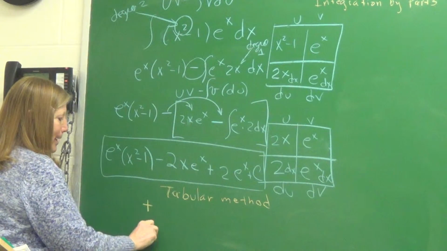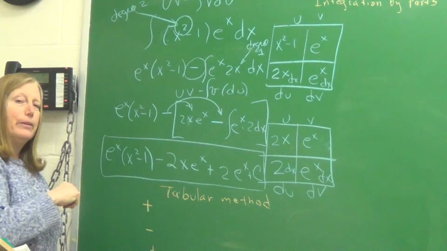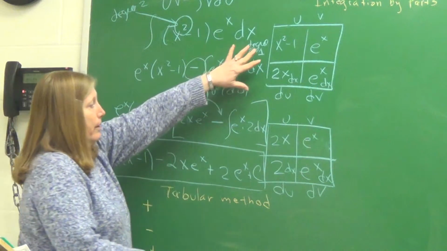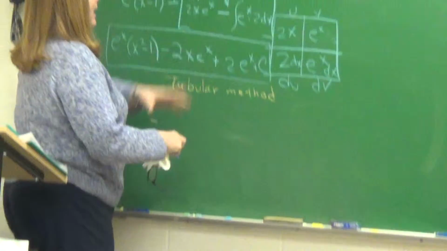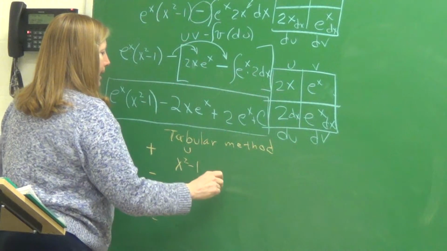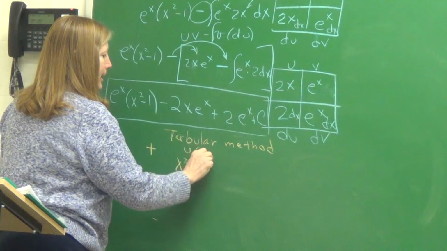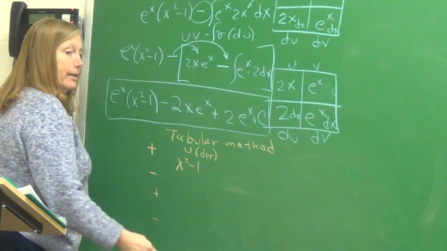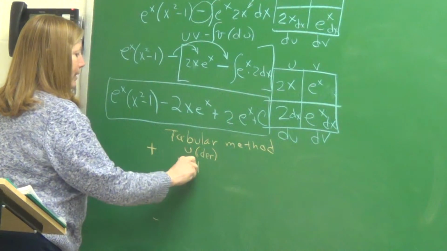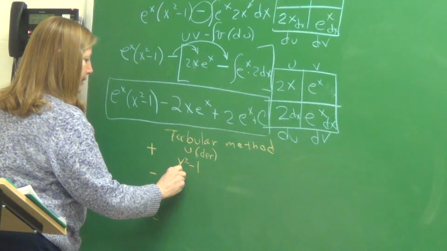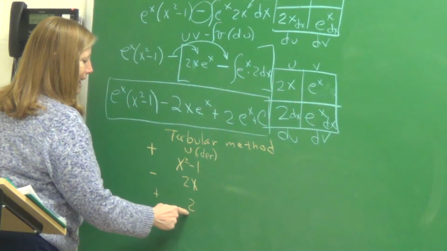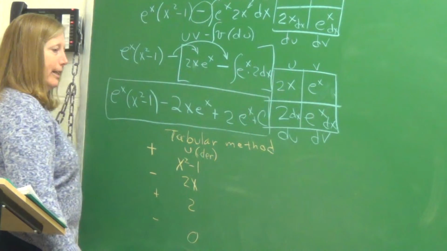You go plus, minus. You always start with a plus. And next to it, you put your u, your selection of u from the original problem. What was our u? x squared minus 1. And underneath of that, you're going to take the derivative all the way down till it gets to be 0. So, Brendan, what's the derivative of x squared minus 1? 2x. And what's the derivative of that? 2. And what's the derivative of that? 0. All right, so you're done with that column.